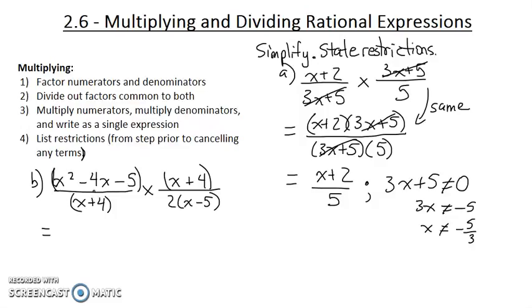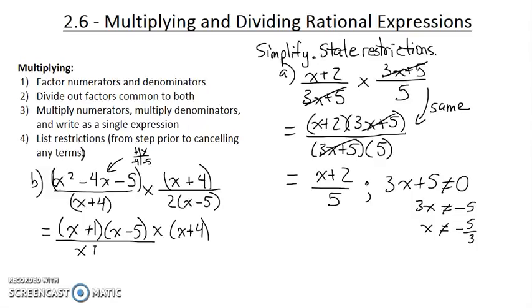The only thing that I really need to factor here is this. And I hope you're getting fairly comfortable with especially simple trinomials. Adds to negative 4, multiplies to negative 5. Well, those two numbers have to be negative 5 and 1. So what we get here is x plus 1 times x minus 5 times x plus 4, over x plus 4, and this is over 2 times x minus 5.